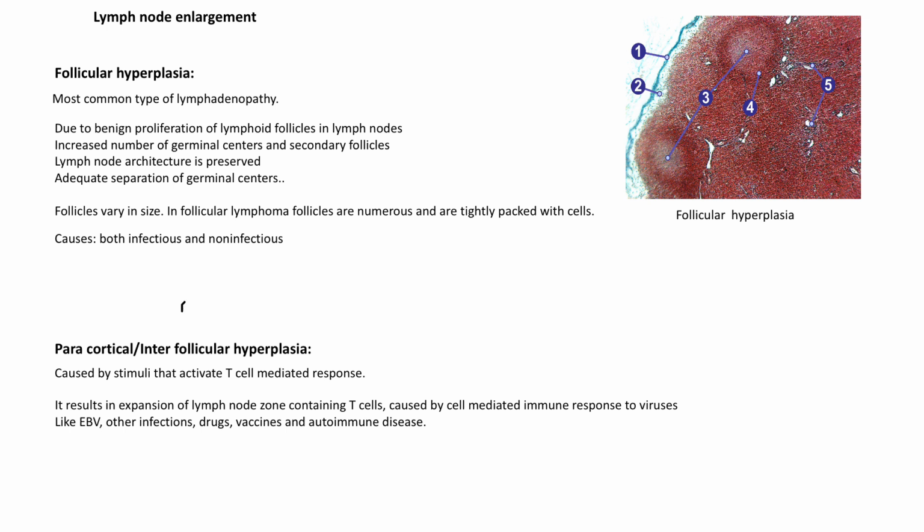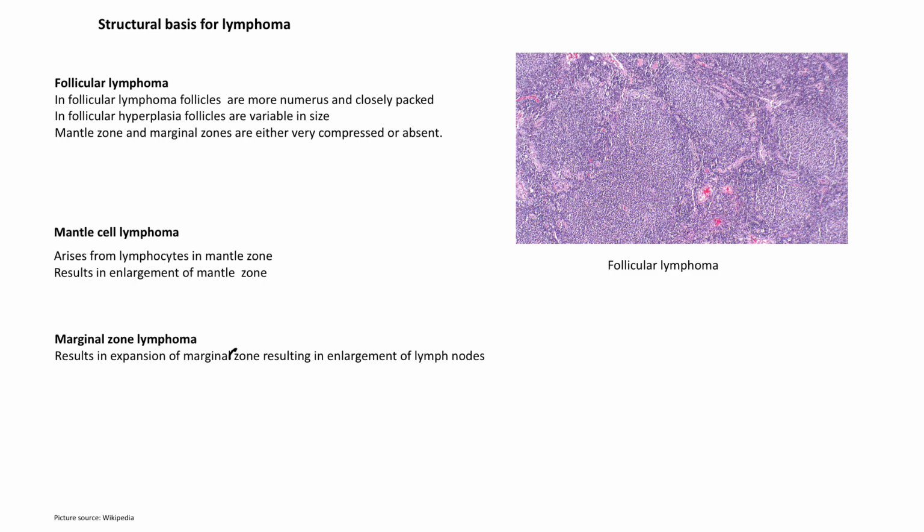In contrast, paracortical or interfollicular hyperplasia is due to expansion of T cell zone that is associated with cell-mediated response. Paracortical hyperplasia can also occur from infections, vaccines, drugs, and autoimmune conditions. In some situations, there is presence of both follicular and paracortical hyperplasia. Both follicular and paracortical hyperplasia can result in enlargement of lymph node.